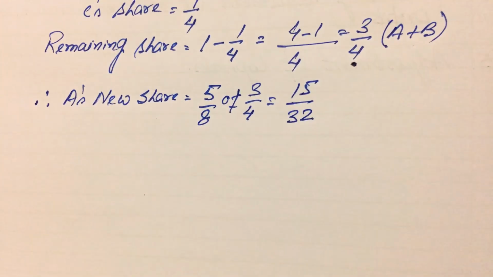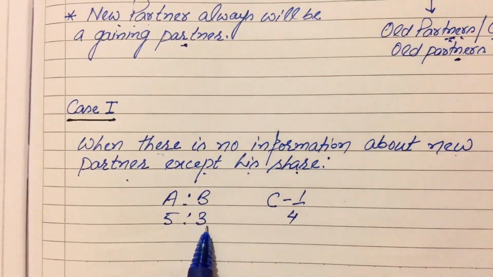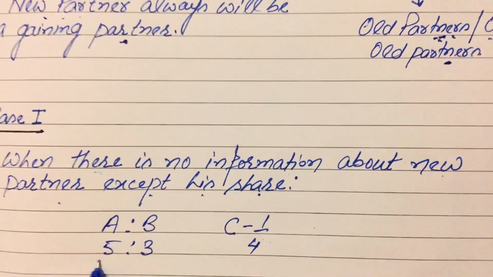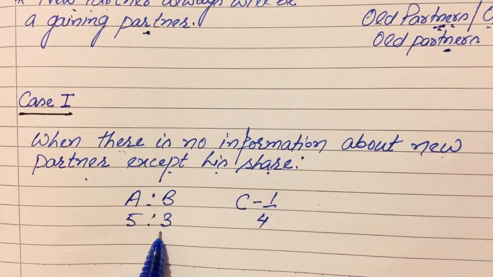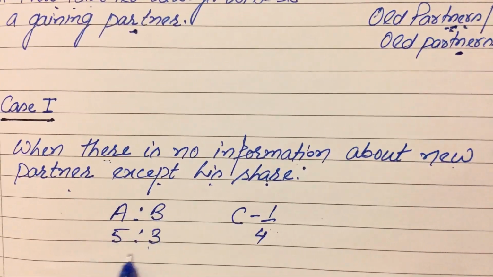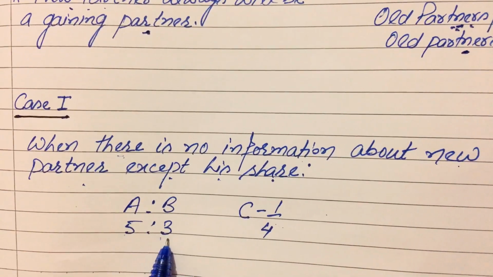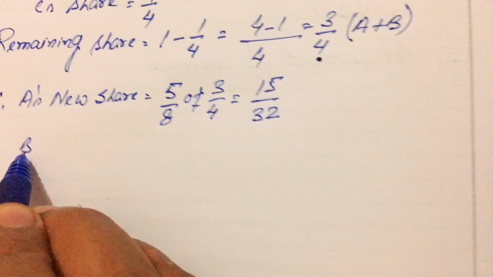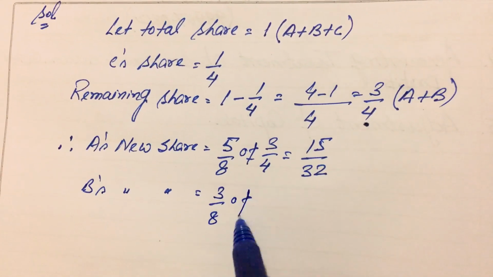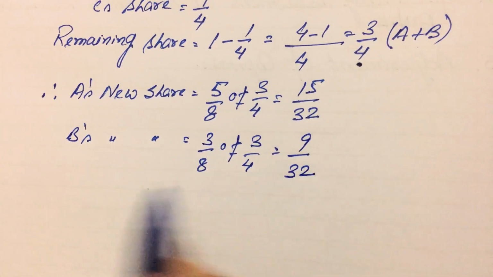Here 5 by 8 we will take from here. A and B profit sharing ratio is 5:3. Here A's share is 5 by 8 and B's share is 3 divided by total, means 3 by 8. That's why we will distribute the remaining share in the ratio of A and B, that is 5:3. That means 5 by 8 and 3 by 8. In the same way, B's new share is 3 by 8 of 3 by 4, that is 9 by 32.